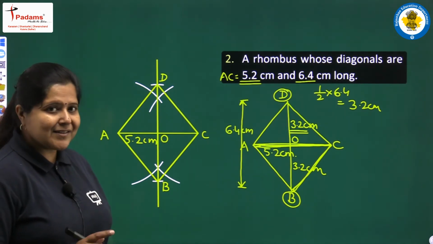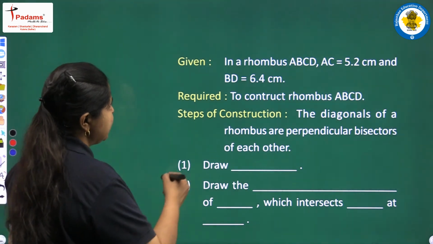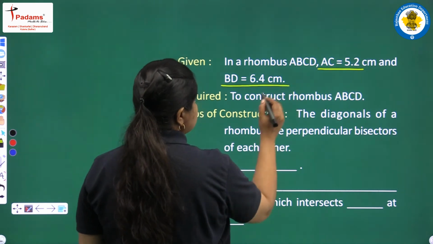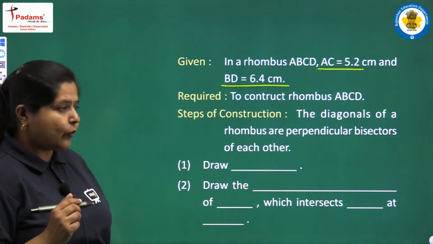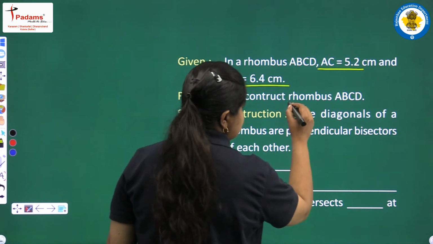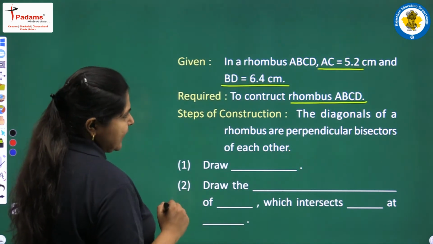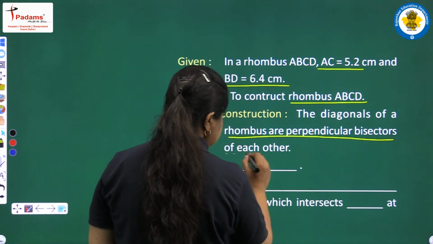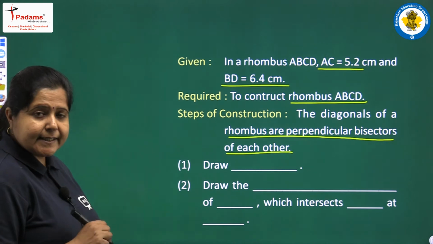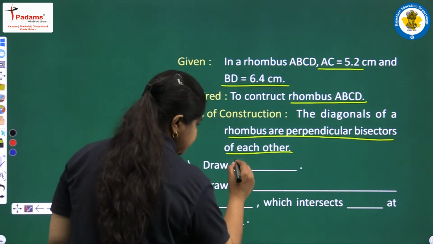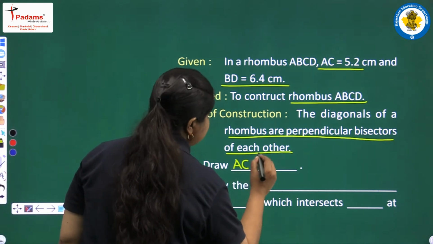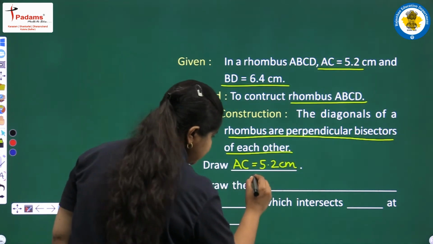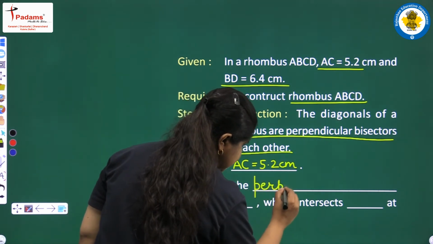Write the steps of construction. Before that, whatever has been given we will write it down. Given in a rhombus, diagonal AC is 5.2 and BD is 6.4. Then it's required to construct rhombus ABCD, the name that we have given. And now we know the diagonals of a rhombus are perpendicular bisectors of each other, and so accordingly we started the construction. Draw the diagonal AC. First we drew it of length 5.2 centimeter. Then draw the perpendicular bisector of AC.